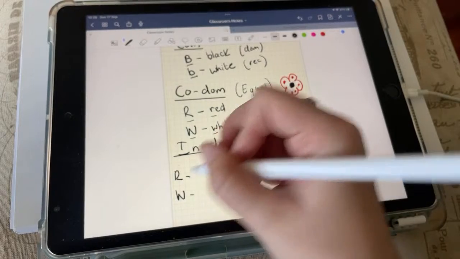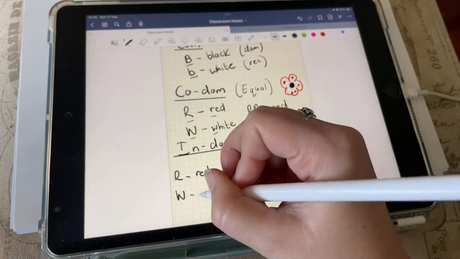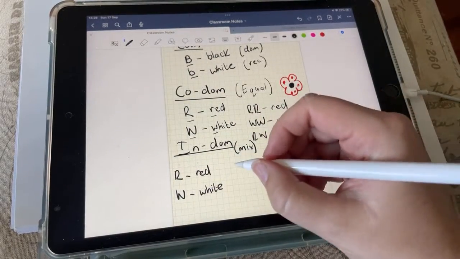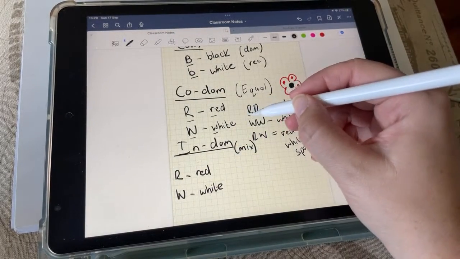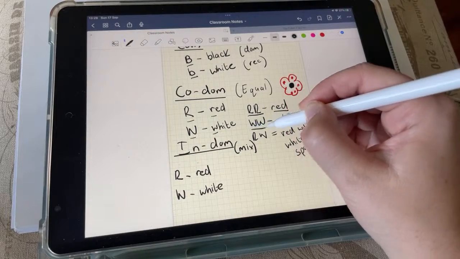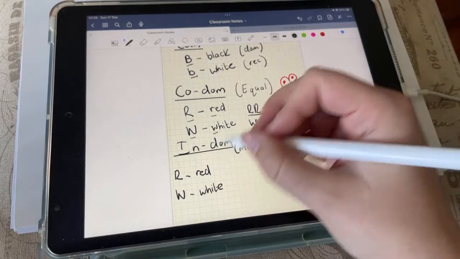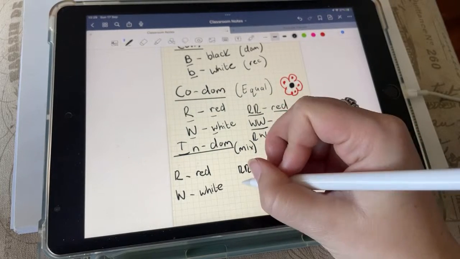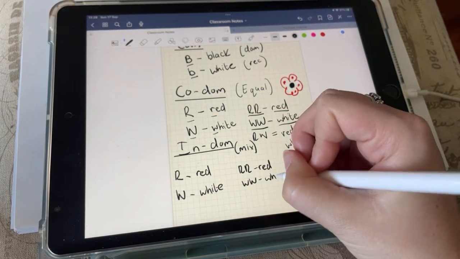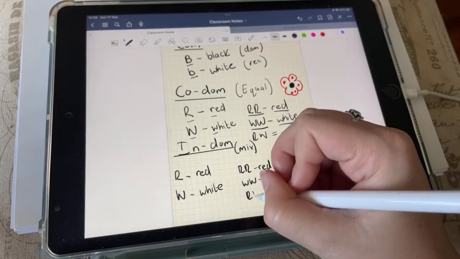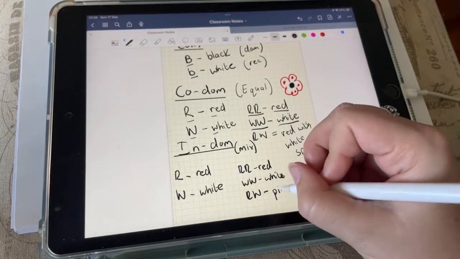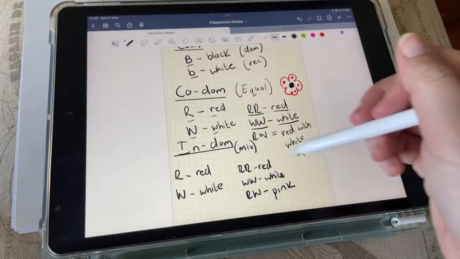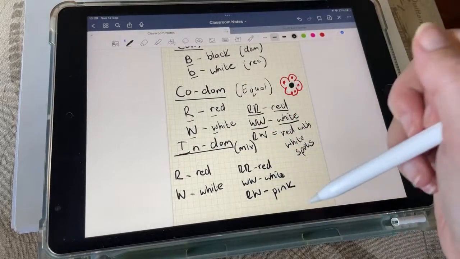So again, you still use capital letters, red for red, white for white, so W for white, except this time, you still get RR makes red, WW makes white, but in incomplete dominance, so this still makes red, this still makes white, RW will make pink. And so incomplete dominance is when there is a mix of the two.